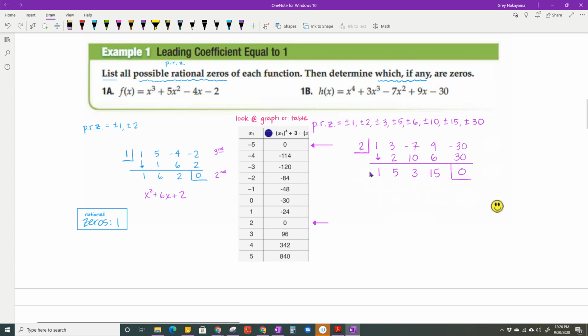And this time I'm going to use -5. So I've got my synthetic division set up. Again, I know it's a 0. So I'm going to put 0 here, which means this has to be -15. So carry down my 1.